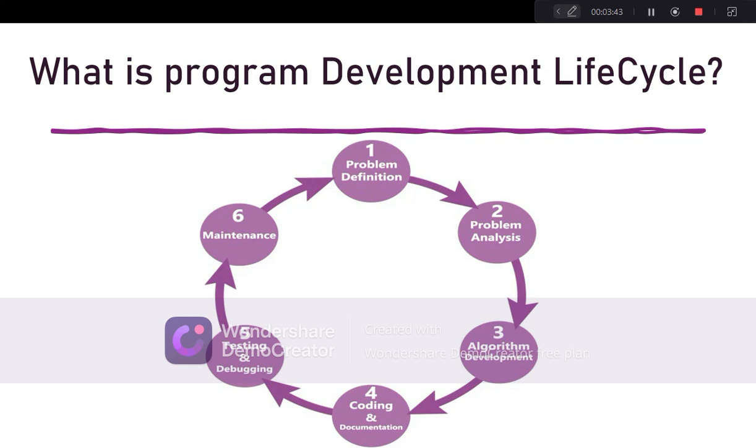Finally, sometimes we need the maintenance phase: to add a new feature to your software, to fix any error you found, to remove any function and so on. Finally, we have six phases to create any software or any program, starting with problem definition, analysis, algorithm, writing code, testing, and finally the maintenance phase.